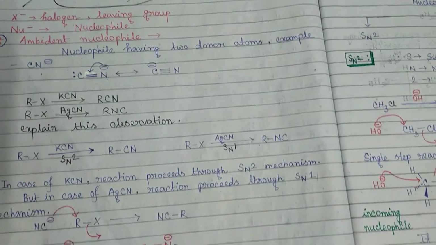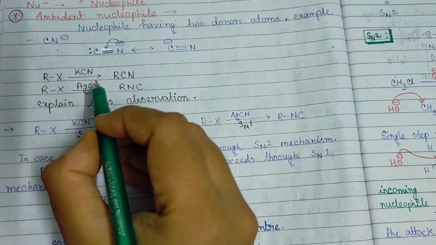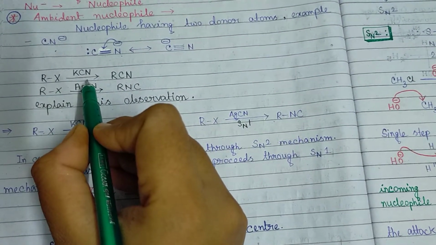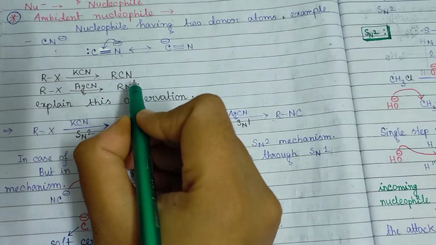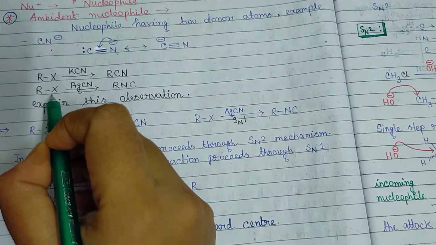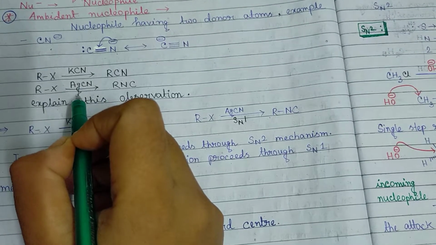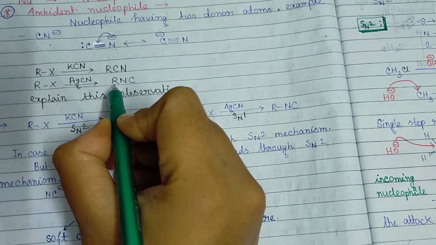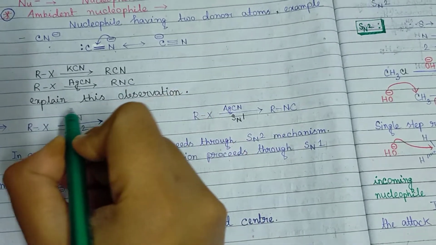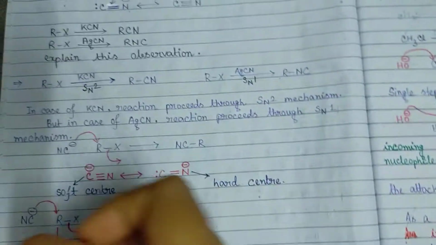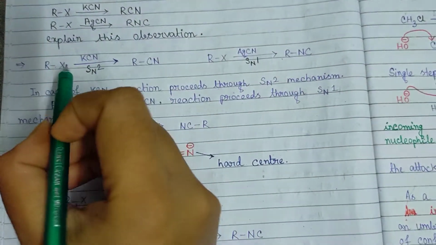One question which is very important from this part is that if we treat alkyl halide with potassium cyanide, then we have the product alkyl cyanide. But in case of alkyl halide and AgCN, silver cyanide, we get the product as alkyl isocyanide. We have to explain this observation. Let us see why it is happening.